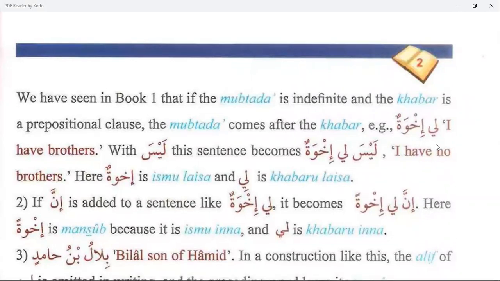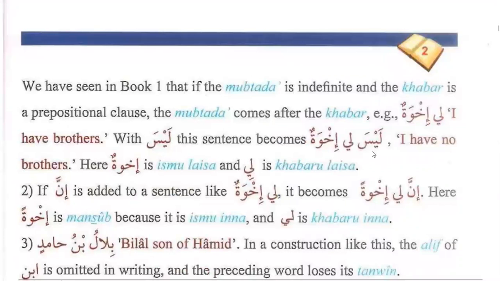So here you will learn how to add laysa. You have seen that the ismu laysa is marfu and khabru laysa is either mansub or majroor bi harf jar bi. So here you see ikhwa is marfu because it is ismu laysa. It is not with laysa, but it is separate, but still it is ismu laysa, that's why it is marfu. And this is majroor because it is khabru laysa.